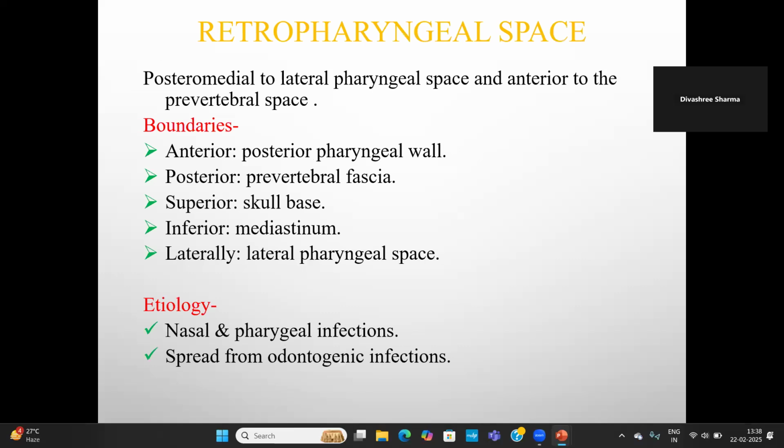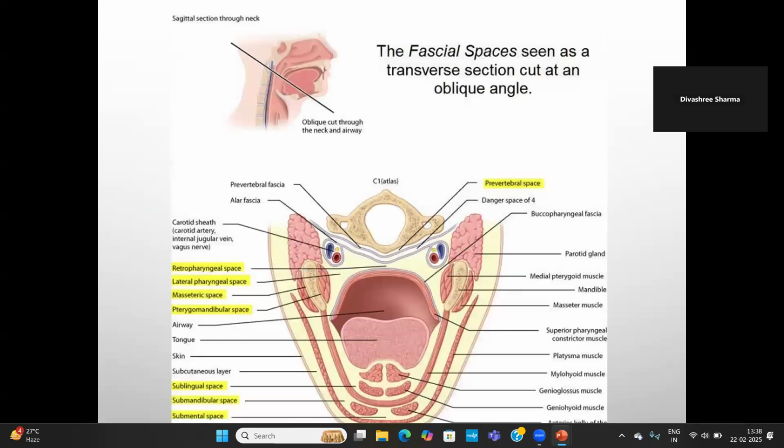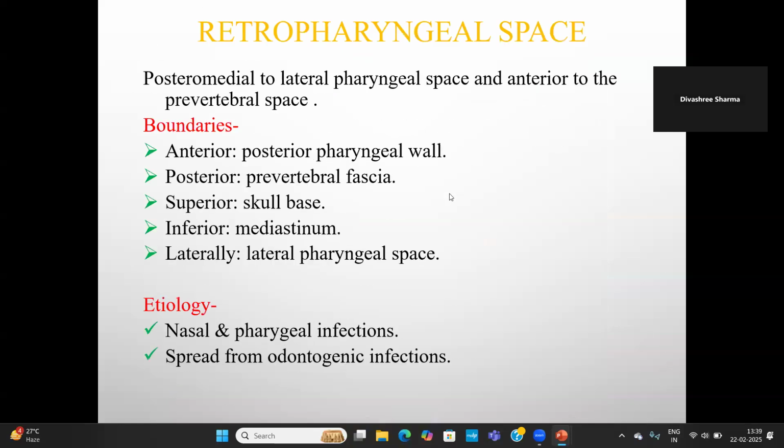Now coming on to the retropharyngeal space. It lies posteromedial to the lateral pharyngeal space and anterior to the prevertebral space. Now appreciate it in this picture. It lies posteromedial. This is the medial area. This is the lateral pharyngeal space. The retropharyngeal space will lie posteromedial. See, it is medial, it is posterior as well. It will lie posteromedial to the lateral pharyngeal space and it would be anterior to the prevertebral space. Okay.